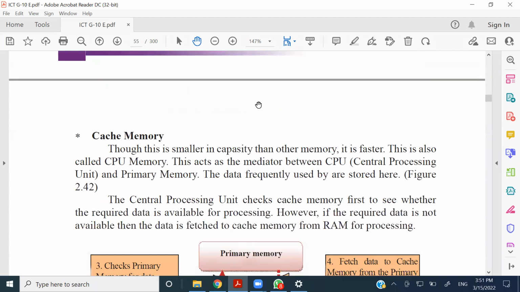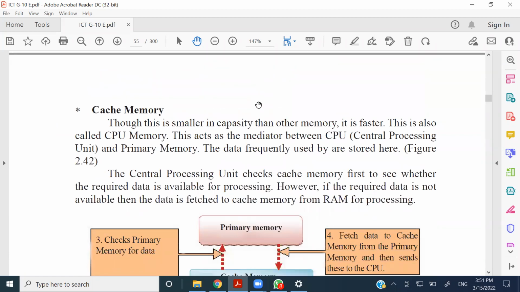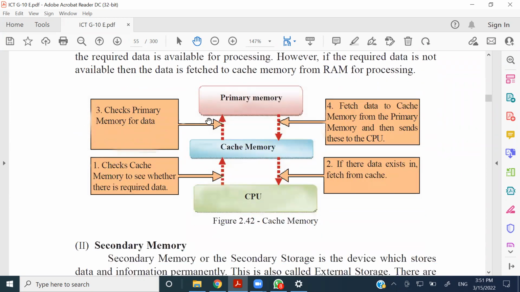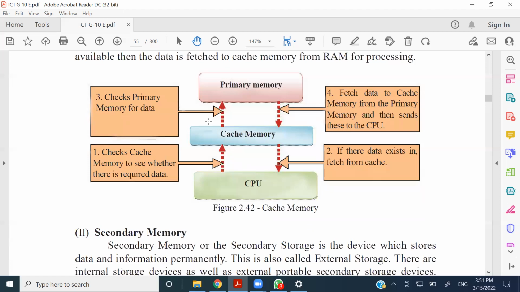And as I told you, there is another memory categorized under the primary memory, which is called the cache memory, right? This is pronounced as cache. This cache memory is there to remember the most recent programs executed inside the CPU, right? So this picture will describe the things.